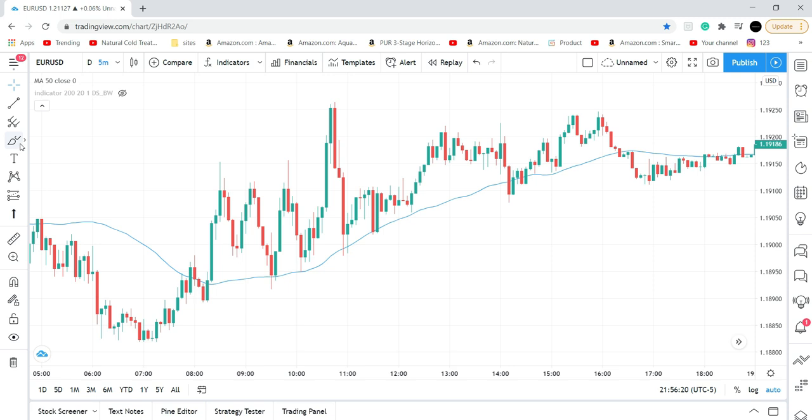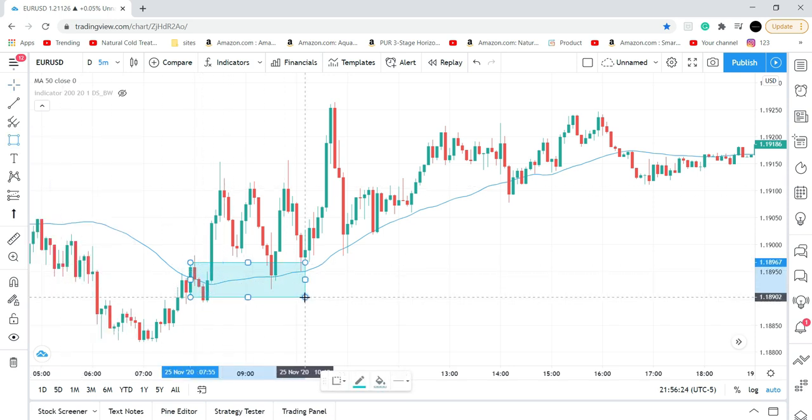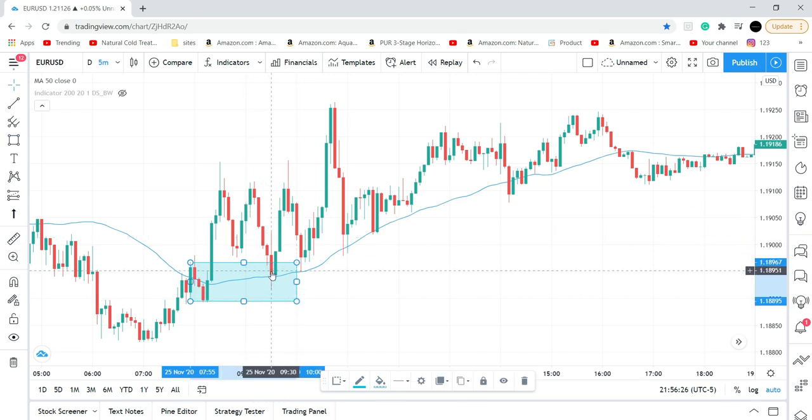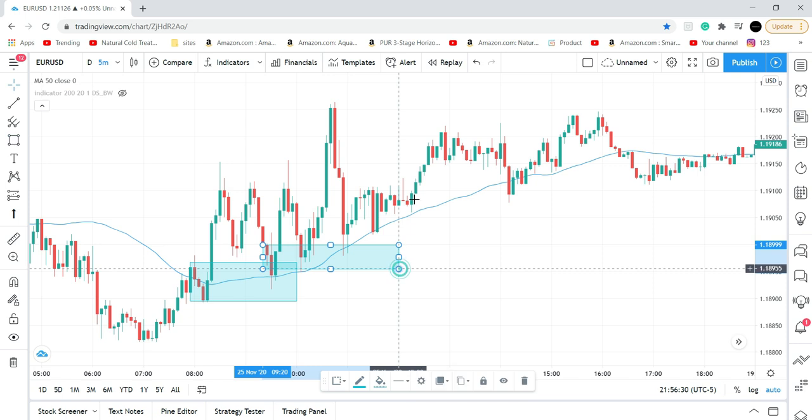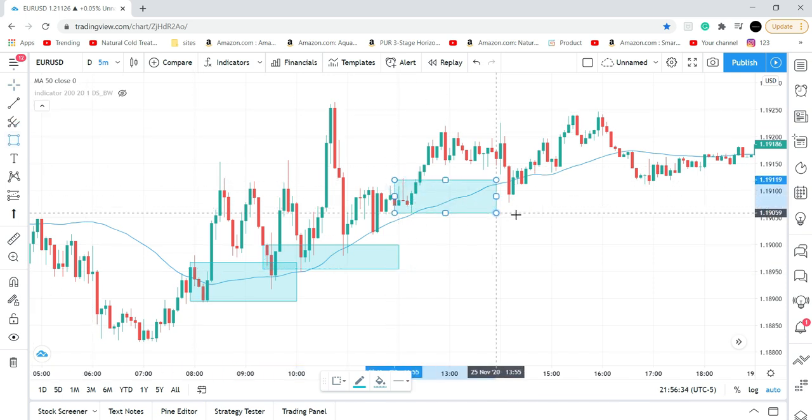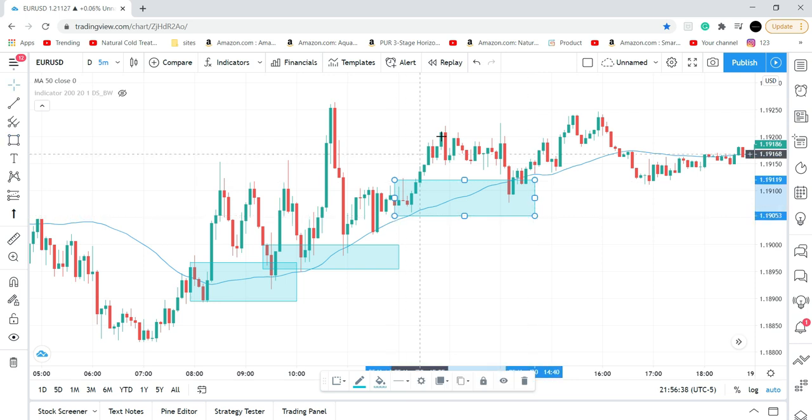Now we have here, okay, we have demand right here, lining up right near that 50 moving average. Again, we have another demand area right here. Basically, when you have demand, or vice versa supply, line up with the 50 moving average and it comes right back to this moving average, you can look for trades.